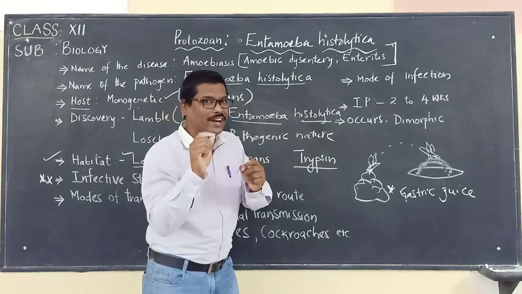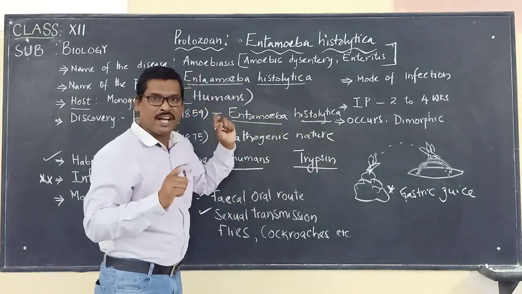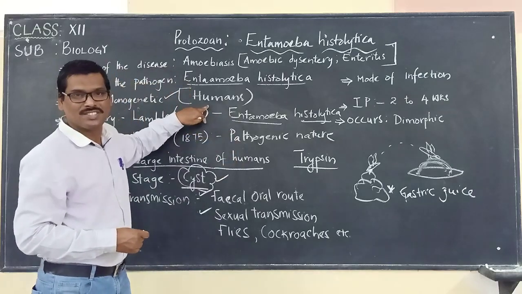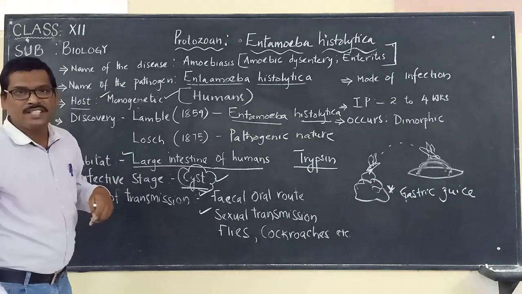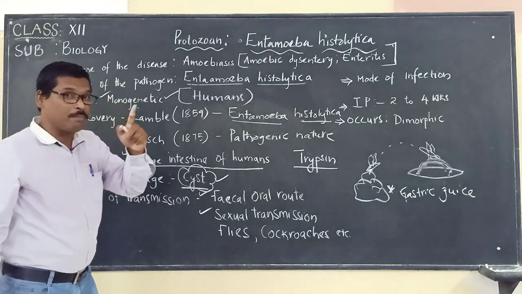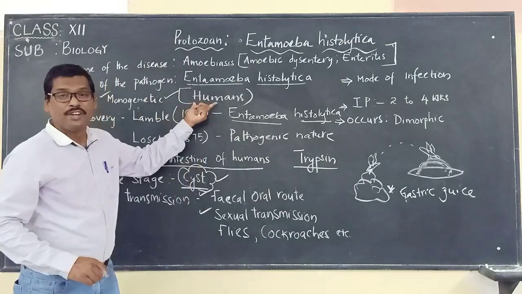So here we are identifying that the whole life cycle of this Entamoeba histolytica is completed within humans. Within the humans, that's why we are calling it what? It is monogenetic, when it completes its whole life cycle within one organism, that is the humans.